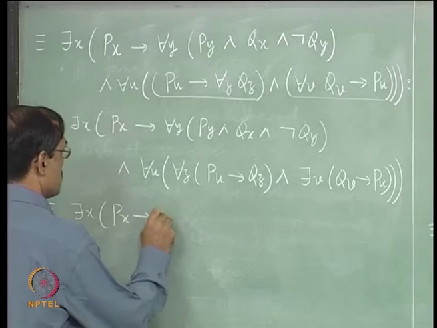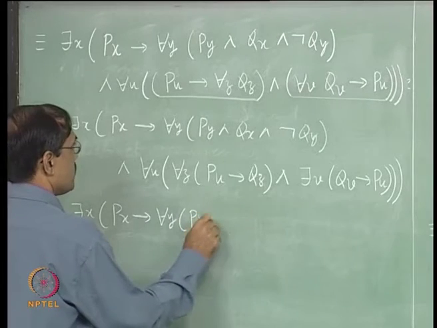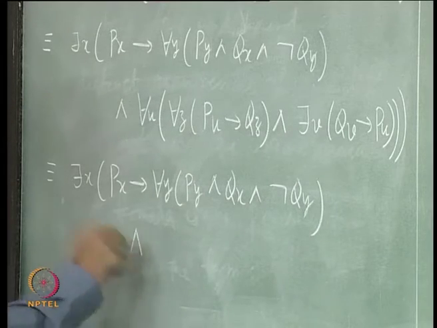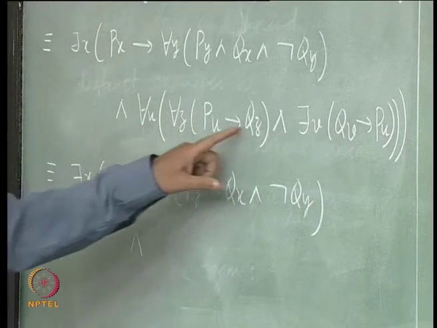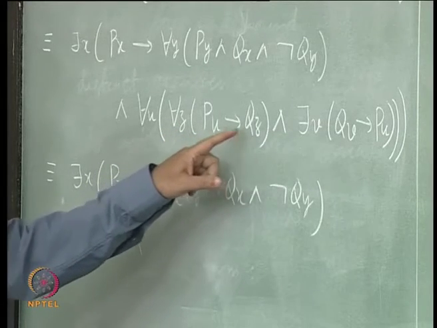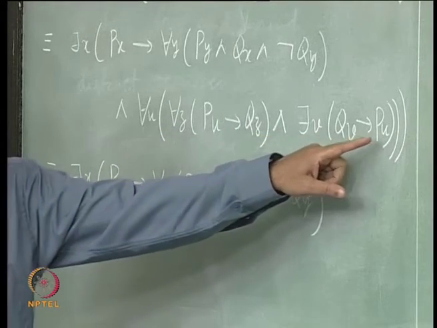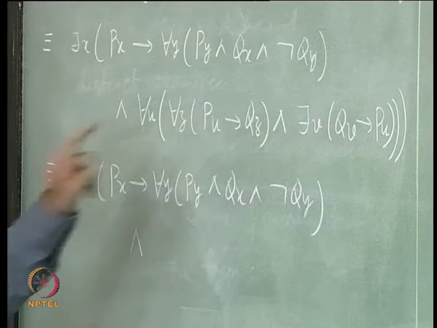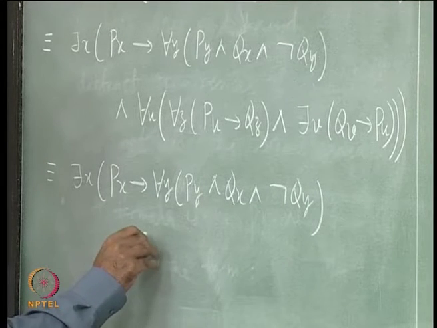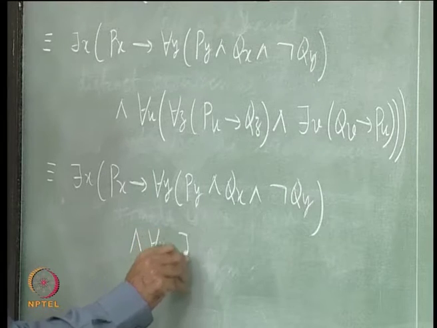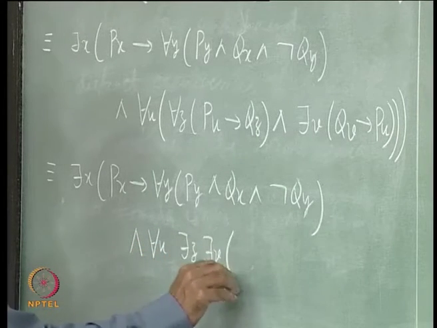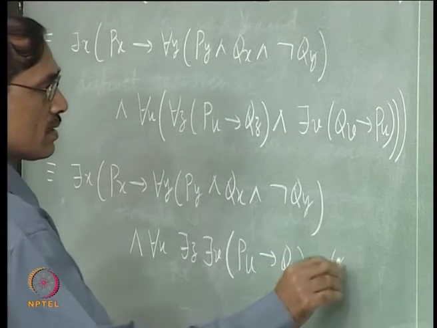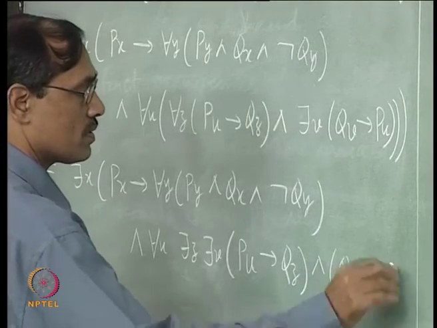Okay. Let us keep that now. And here what should we do? There is z, p u implies q z, and there is v, q v implies p u. Z does not occur here, v does not occur here, right. So, you can just write for each u there is z, there is v, p u implies q z and q v implies p u, right.